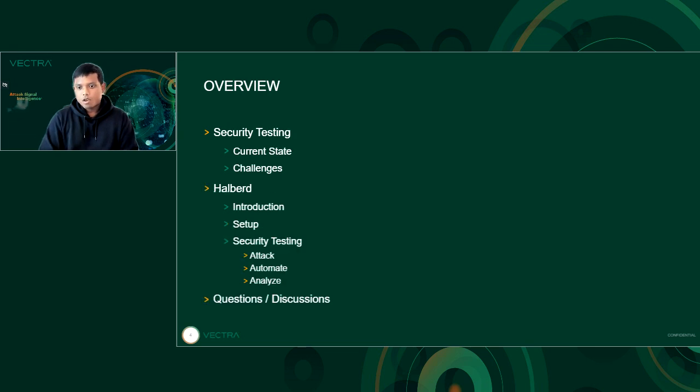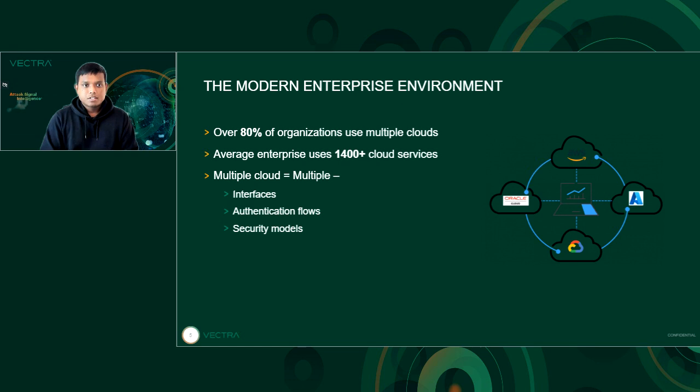This is sort of an overview of how the next 20-25 minutes will look. We'll make sure that the session is as informative and practical as possible. We'll start off by talking about security testing in general, the current state of security testing and the challenges that come with it, painting the picture of why we're doing what we're doing. Then we'll talk about what Halberd is, how you can set it up, and how you can actually start running your security testing with it, which is attack, automate, and analyze. And finally, we'll leave some time for questions and discussions at the end. So hopefully that sounds good. With that, let's jump in.